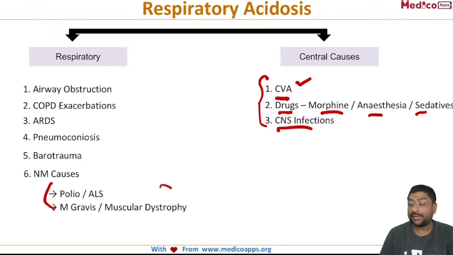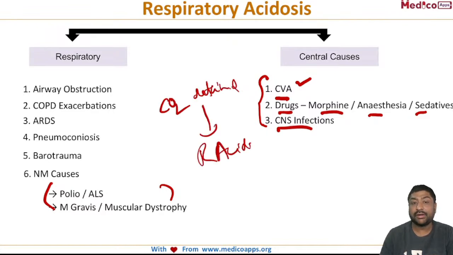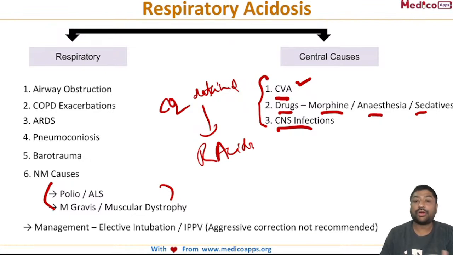All these, what will happen? They will lead to a decrease in respiration, so carbon dioxide retention. So whenever carbon dioxide is retained, what will you have? You will have respiratory acidosis. Any doubt? Management is basically positive pressure ventilation, or whatever the cause may be.